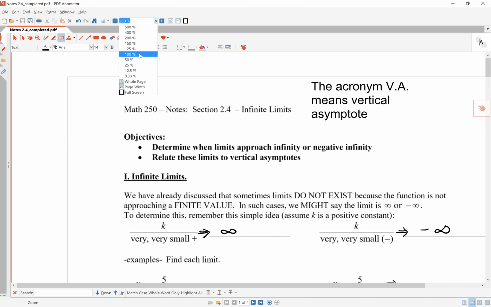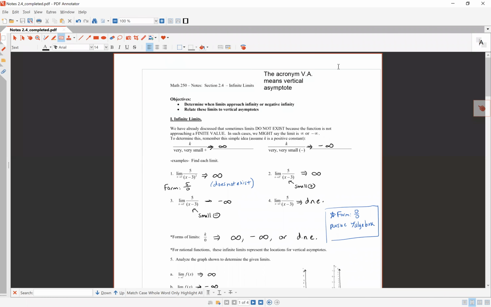I'm just going to make this a little bit smaller. And then these notes will be online. I actually encourage you to maybe download them. Some of the printing might be small.